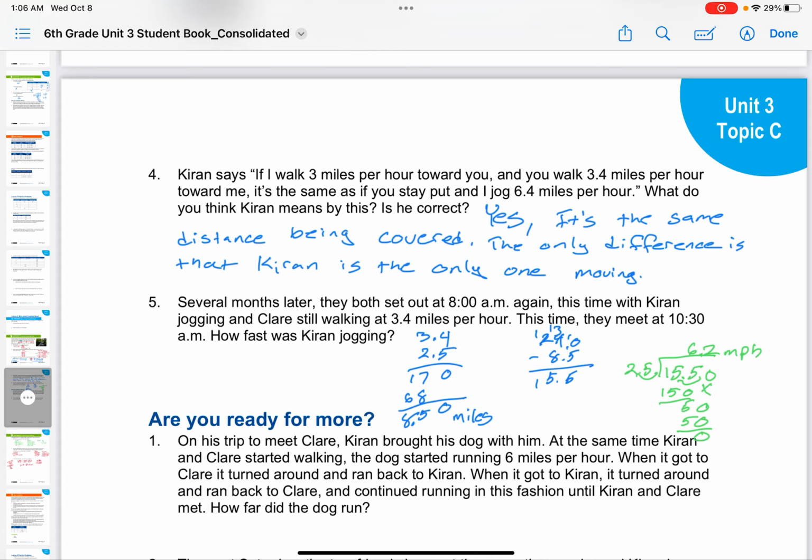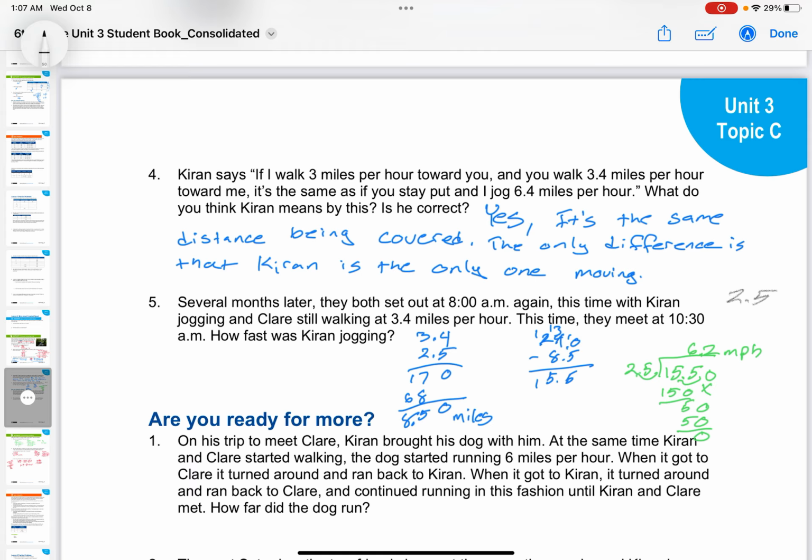Okay. Now, for question 5, several months later, they both set out at 8 o'clock again. This time with Kieran jogging and Claire still walking at 3.4 miles an hour. This time they meet at 10:30. So how fast was Kieran jogging? Well, if they set out at 8 o'clock, 10:30 is 2.5 hours later.